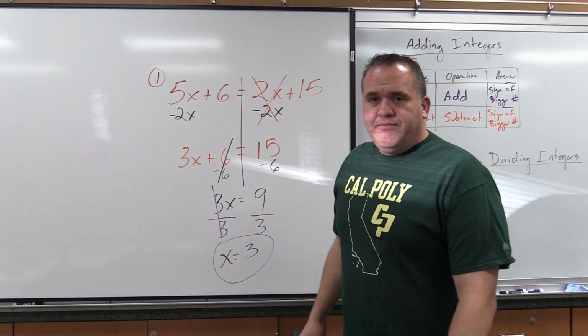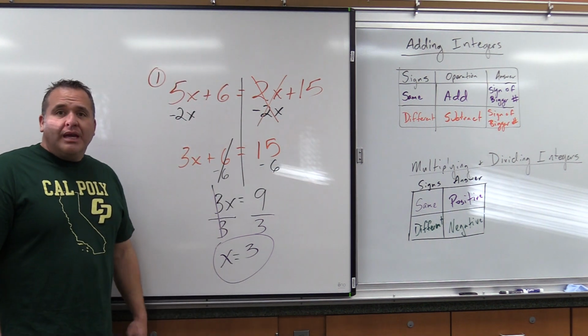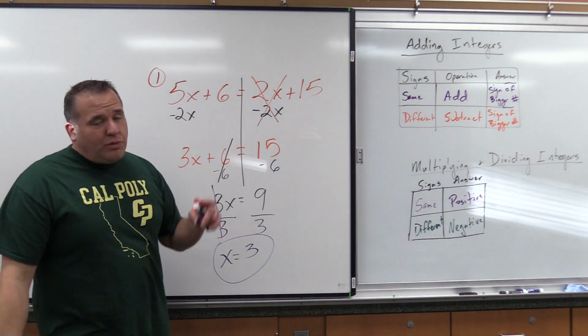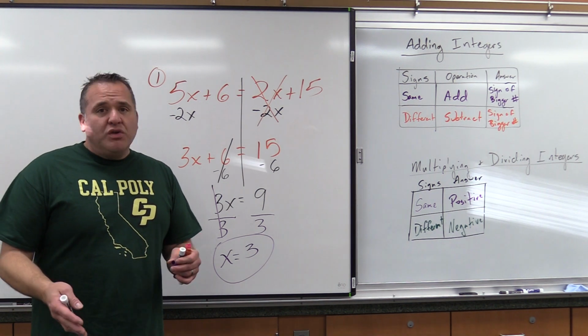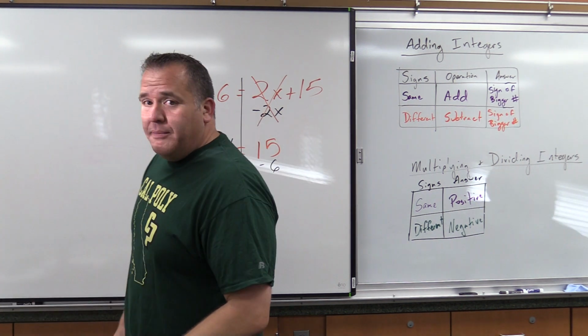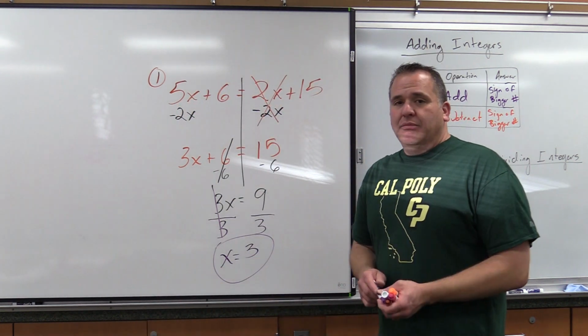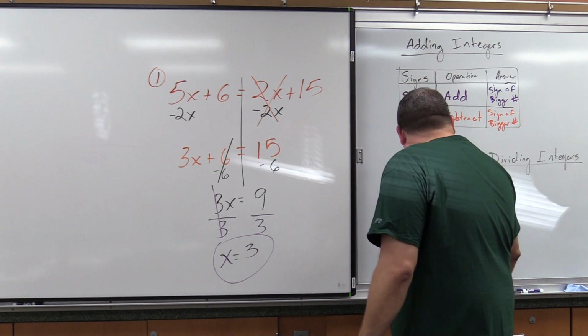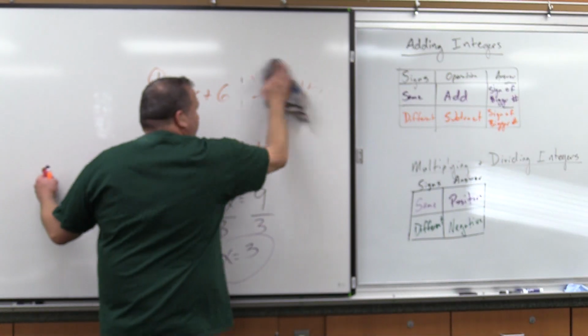X equals 3. Okay? Now, if you look, you may say, okay, that was pretty simple. And what the original problem up here didn't have was any negative signs, okay? So we got away pretty easy on number 1. But now what happens if our problem is full of negative numbers, okay? Let's take a look at this problem right here. Here we go. Watch now.